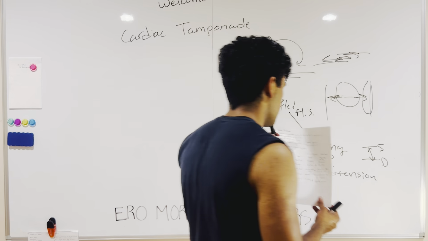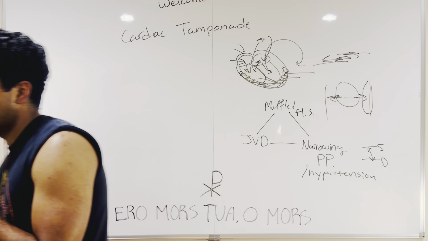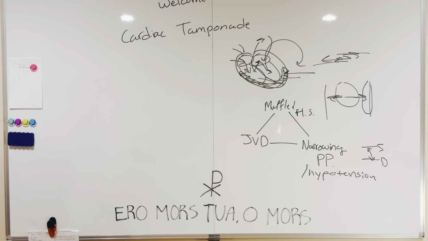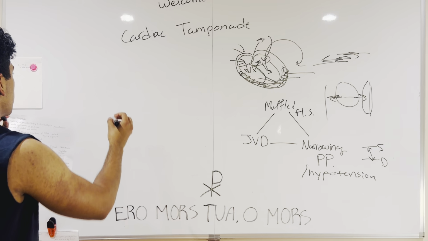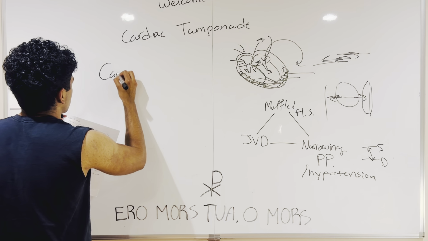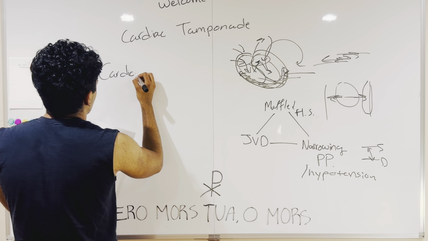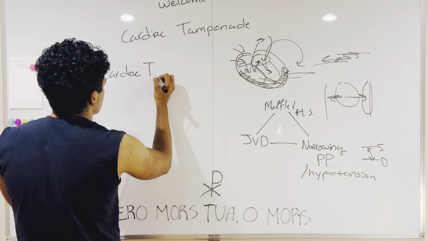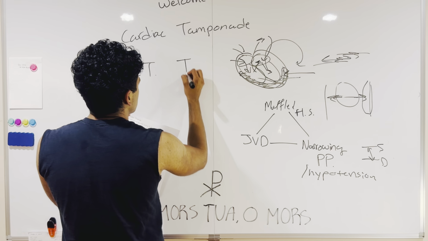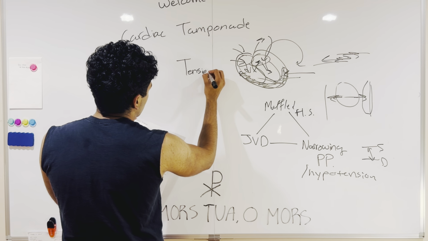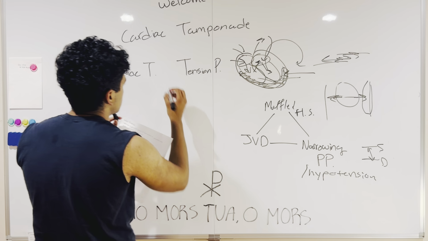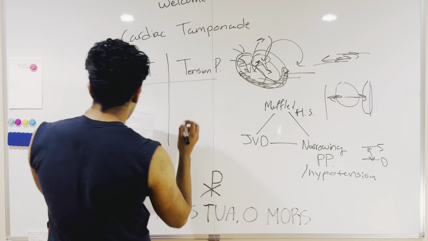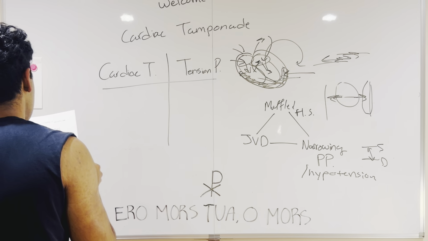And I've got a table, which I need to write down. Do I have space? No, I actually do have space. So we're going to go over the differences between cardiac tamponade, we're just going to write that, and tension pneumo. We'll just leave it there. So there are 3 big differences to actually recognize the 2.